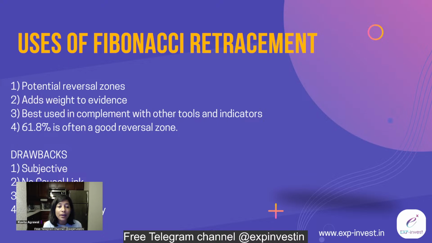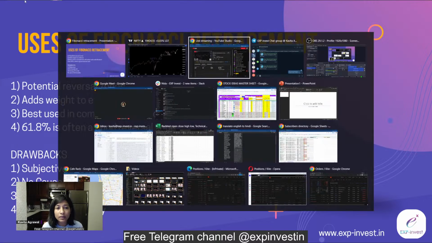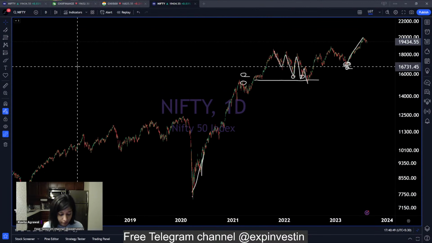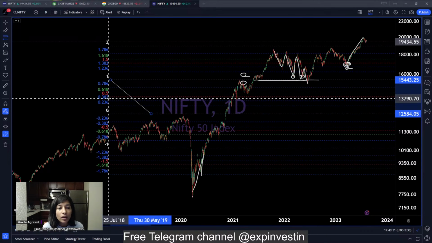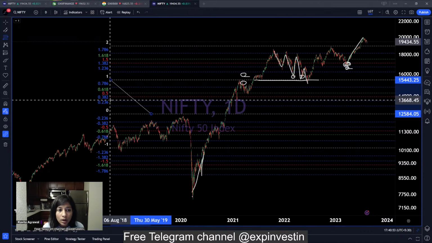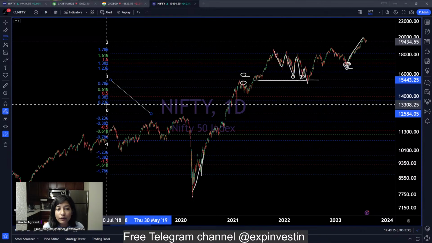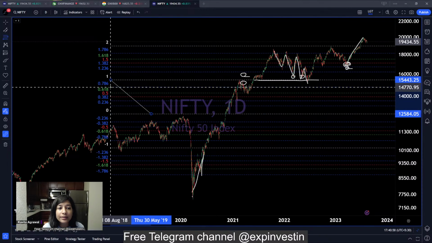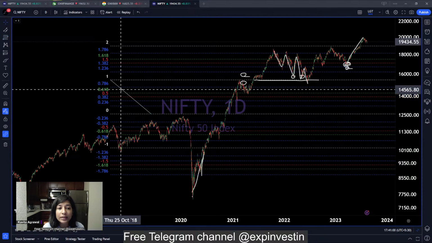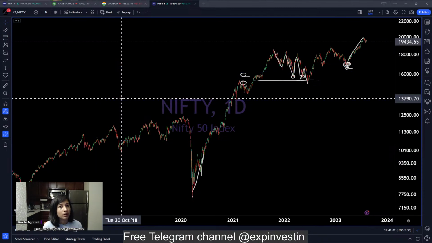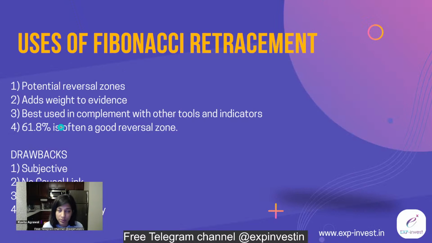61.8% is one of the best reversal zones, closely followed by the 50% retracement zone. Sometimes the other flanking zones are also very effective. The other flanking zones would be your 38.2%, which is basically the half of 61.8%, and the 78.6% is also a good retracement zone that has been observed.